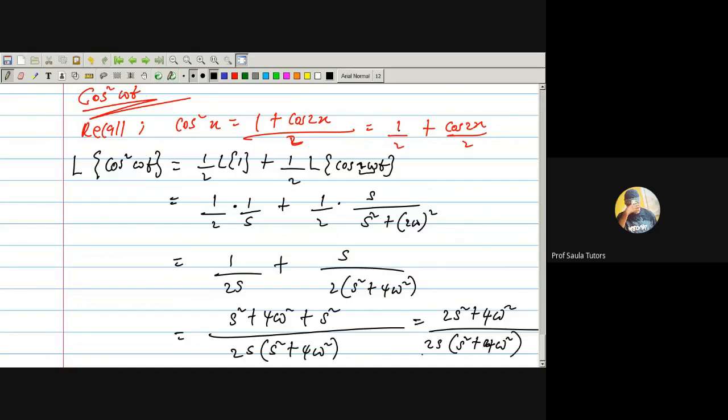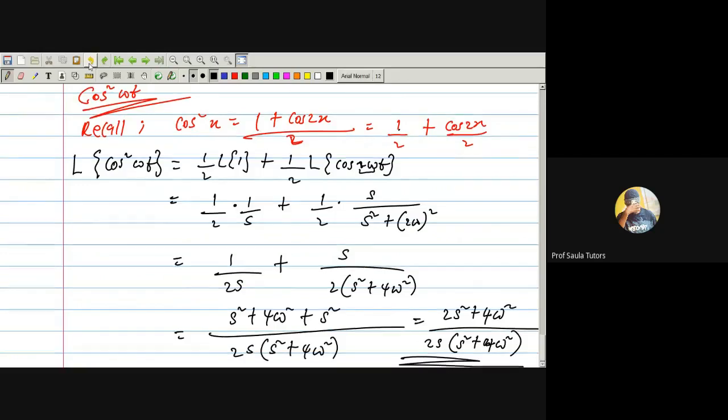Now, the interesting thing is that we are going to keep all this answer. When we are learning inverse Laplace transform, we will come and take the inverse of this, and we must return back to cos square omega t. Yes, so we are going to keep all these answers.